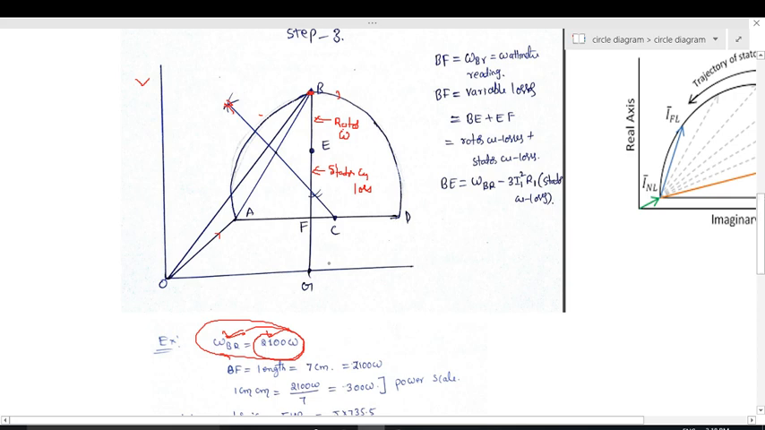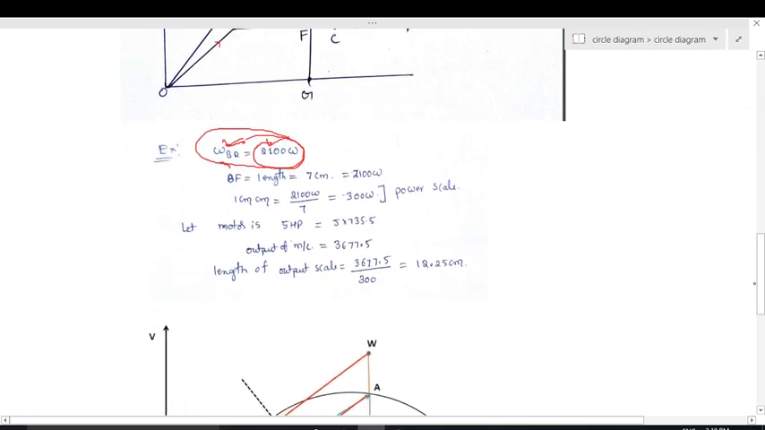2100. So B to F distance is nothing but 2100. By using the graph, we can find the distance from B to F. Practically we should take it from the graph, but I assumed the B to F length as 7 centimeters. So 7 centimeters is equal to 2100 watts, so 1 centimeter is equal to 2100 by 7.